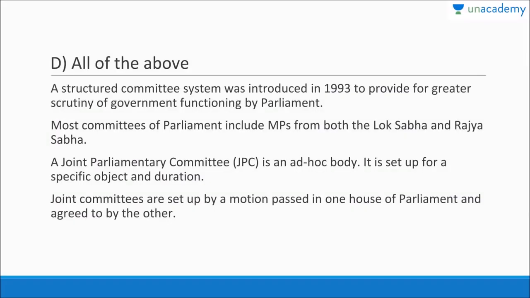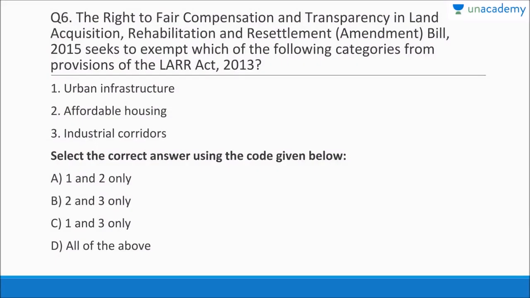So a structured committee was introduced in 1993 to provide for greater scrutiny of government functioning by parliament, and most committees of parliament include MPs from both the Lok Sabha and Rajya Sabha. However, there are a few committees which do not include members from one or the other house. A JPC is an ad hoc body. It is set up for a specific object and duration. And joint committees are set up by a motion passed in one house of the parliament and agreed to by the other. Question number 6.